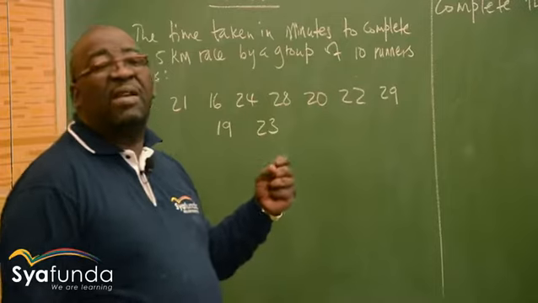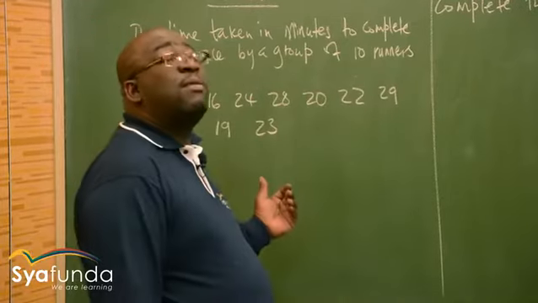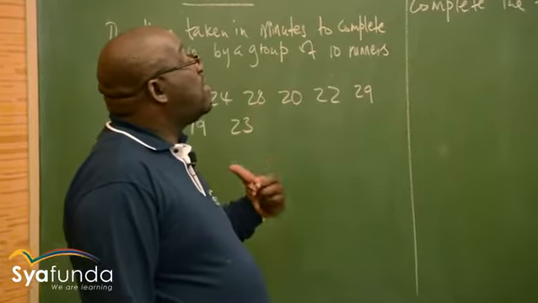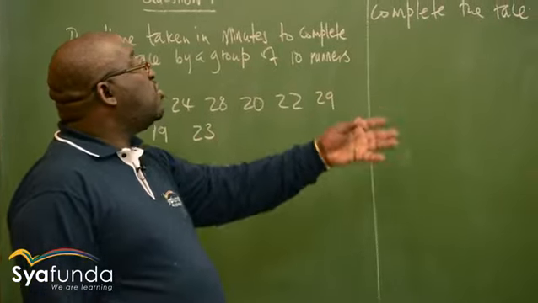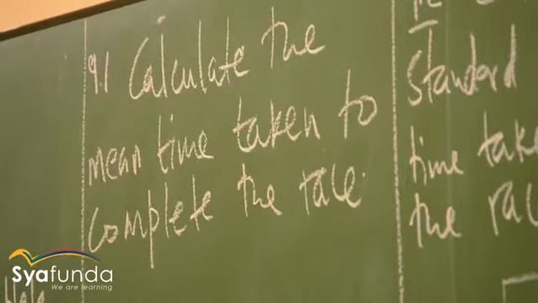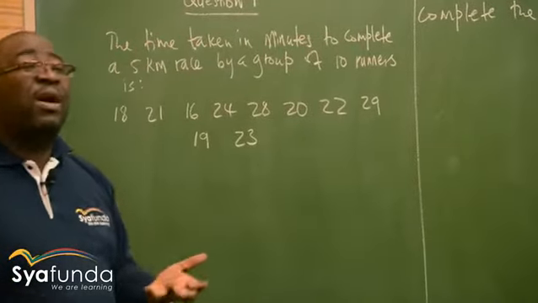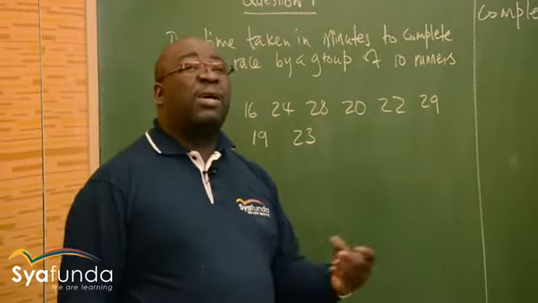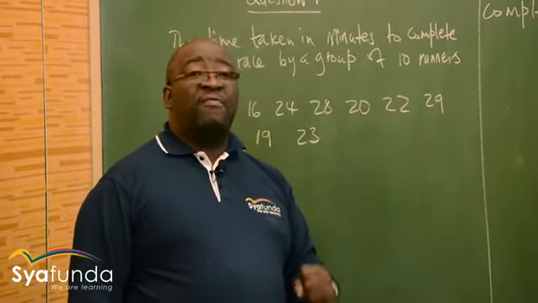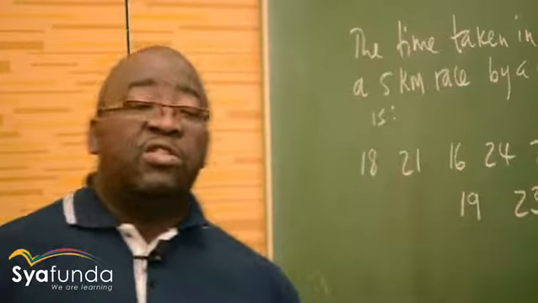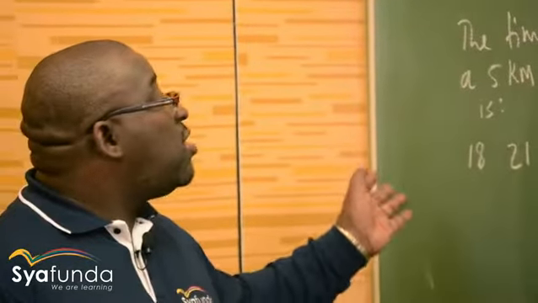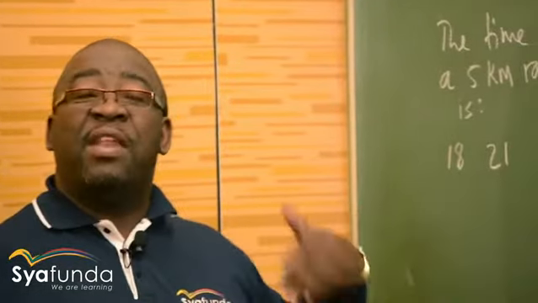I usually say it is advisable to read all the questions before answering them because it will help us to know whether we're going to need this value to use on the other one. Calculate the mean time taken to complete this particular race. What is the mean? When we were doing our definitions, we defined what a mean is. It is nothing else but the average. So how do we find the average? We add all these times divided by the number of them.